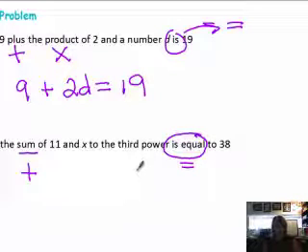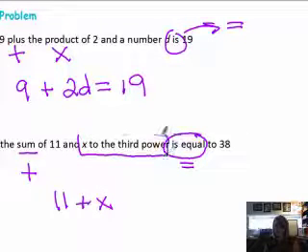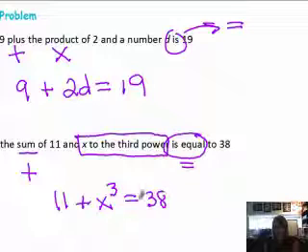So let's put this in mathematical terms. The sum of 11 and x, well, we're adding those two things together, so we have 11 plus x. And let's not forget, this x is to the third power. So let's put that exponent up there, is equal to 38. 11 plus x cubed, or x to the third power, is equal to 38.